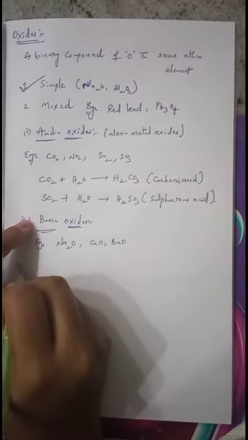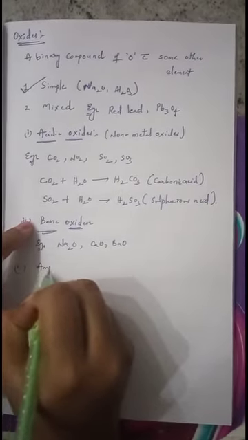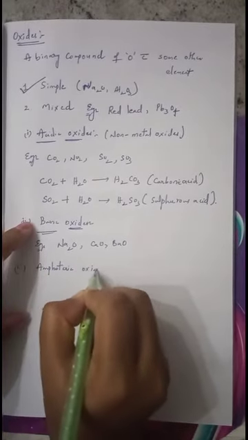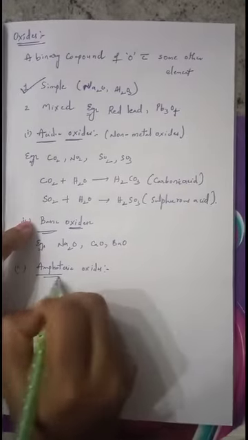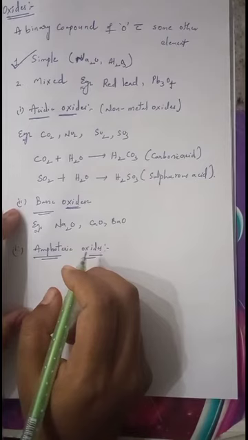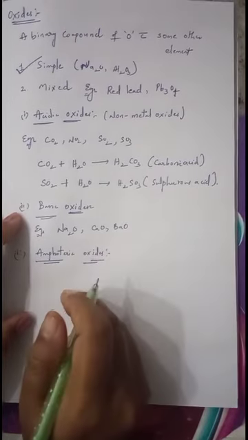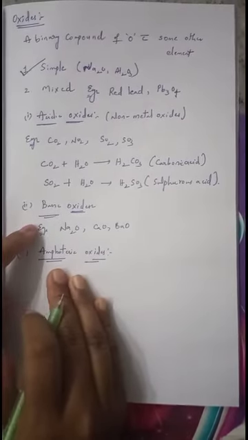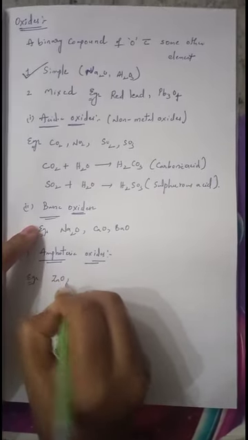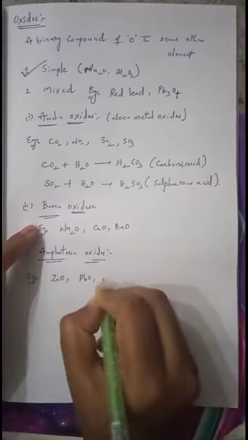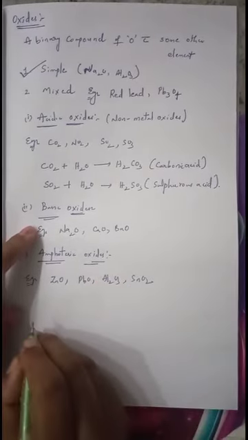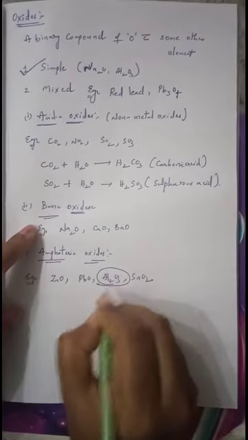Next, the third type of oxides are amphoteric oxides. These oxides can give both acids and alkalis on dissolution with water. That's why they are known as amphoteric oxides. Example, we will take ZnO, zinc oxide, lead oxide, Al2O3, SnO2, etc. We may take Al2O3 as the best example.